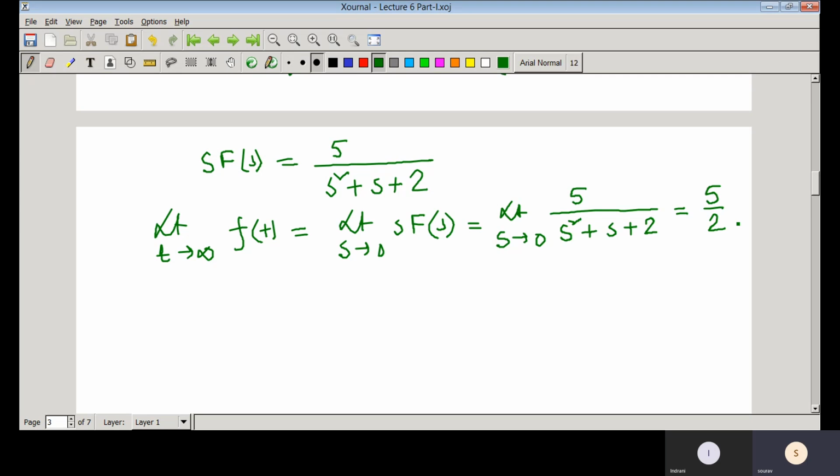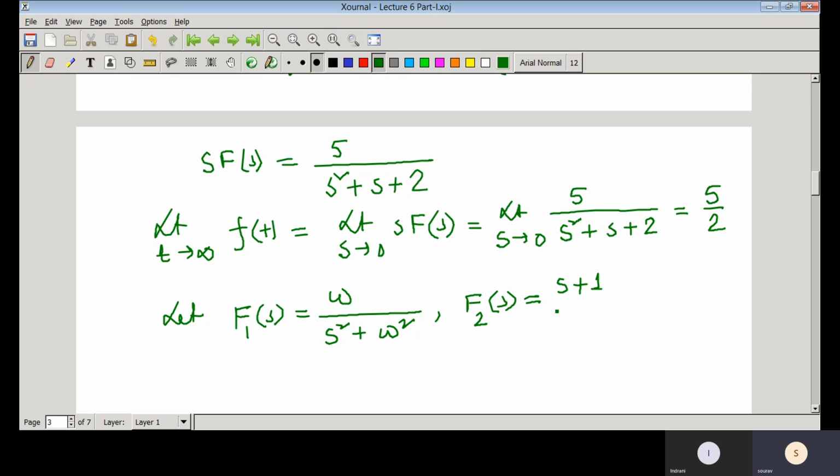So let us take another example. Suppose F(s) is given as F1(s) equals omega by s square plus omega square, or F(s) you have another function, F2(s), equal to s plus 1 divided by s into s minus 2.